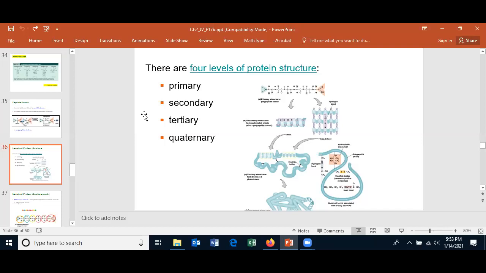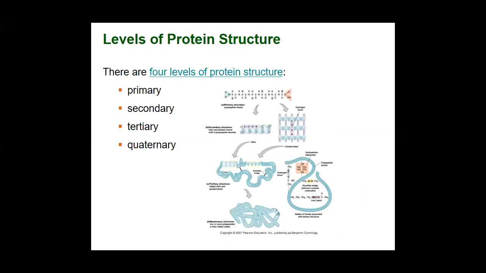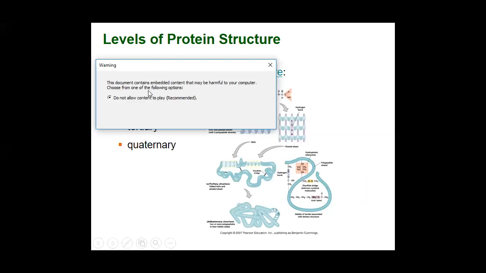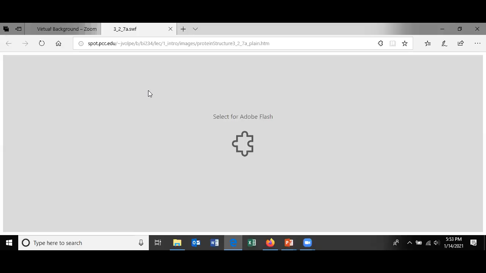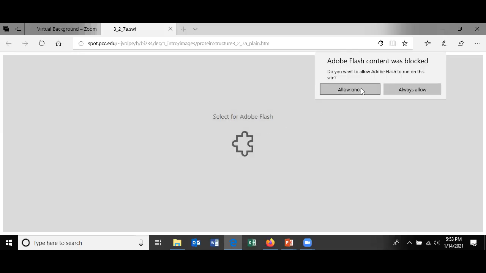Let's watch a video on this. It'll probably take a minute to run. Oh shoot, this uses Adobe Flash. Let's see if I can get it to run.